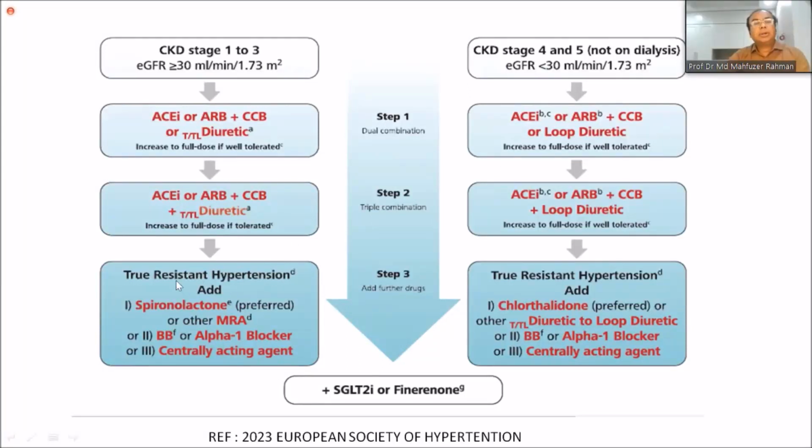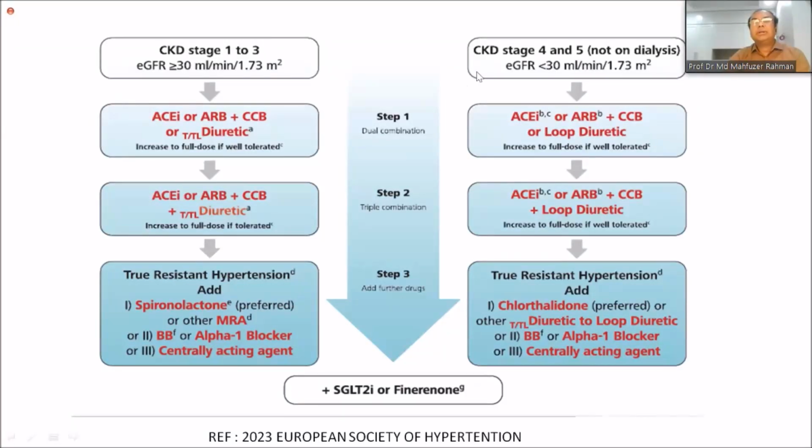And whenever we fail to reach our goal, that is if there is true resistant hypertension, in that case we can add spironolactone or another drug like a beta blocker or centrally acting agent.